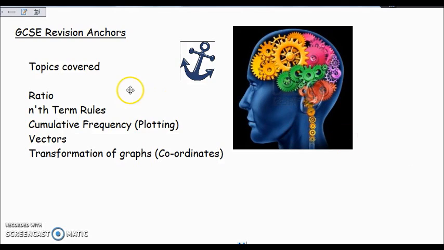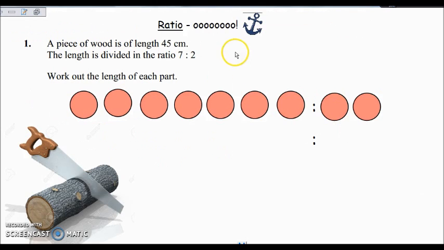So let's start with the first topic, and that is ratio. The anchor is up here, you can see it's in the title, so I've written it as ratio with O's, and those O's are important, so you have to say that stupid saying to remember what to do with ratios. And let's have a look at a quick, easy, basic question to get started.